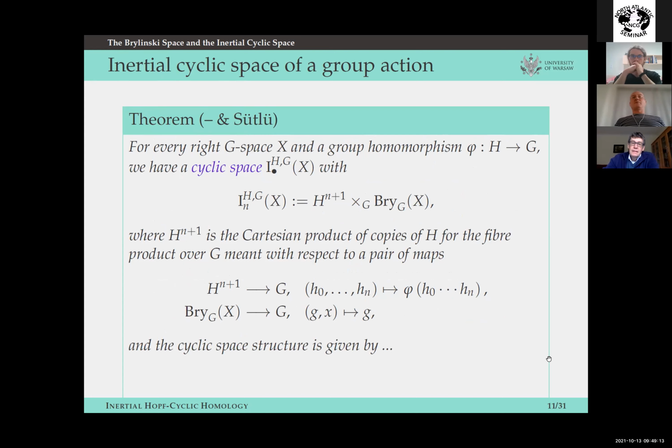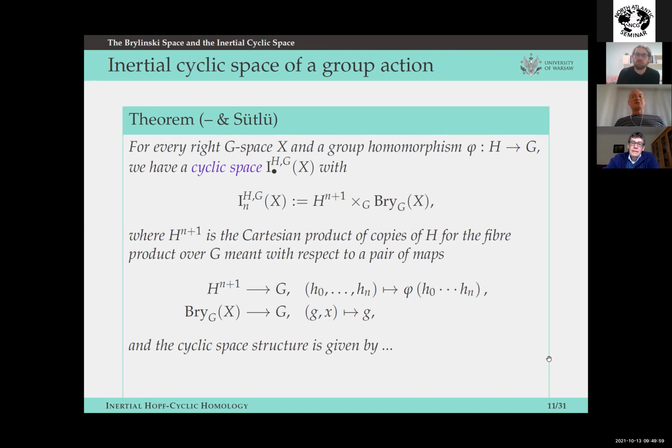If we have this Brylinski space, we can form the following cyclic space. We can take the Cartesian product of some group H, which is mapped into G by some group homomorphism phi, with the Brylinski space. This is a fiber product over the underlying topological space of the group G, by a pair of maps. H to the power n plus one is mapped into G by taking first the product of all these elements, H0 to Hn, and next applying this group homomorphism phi.